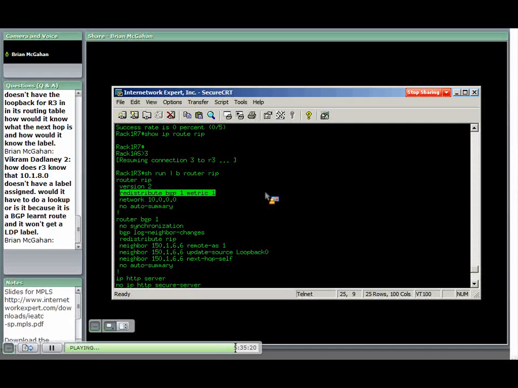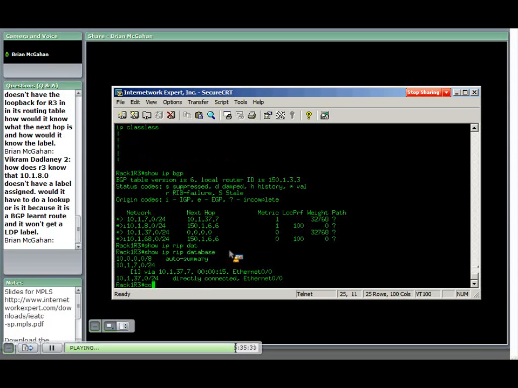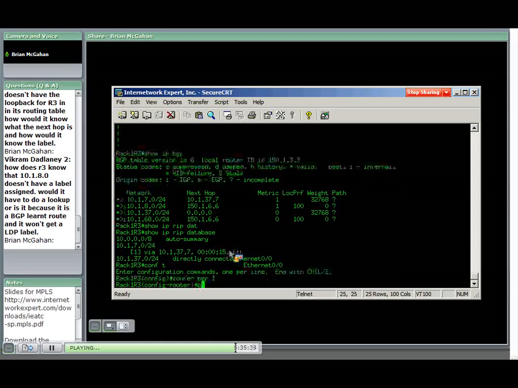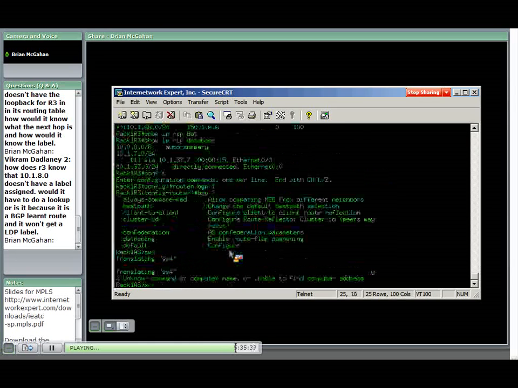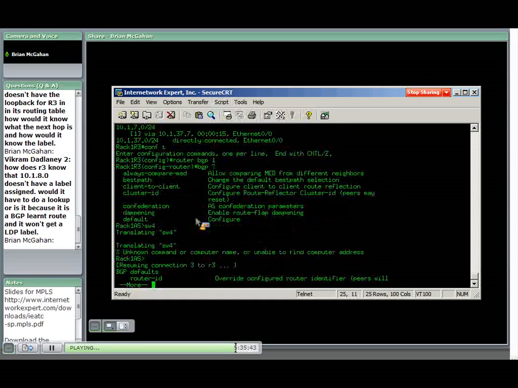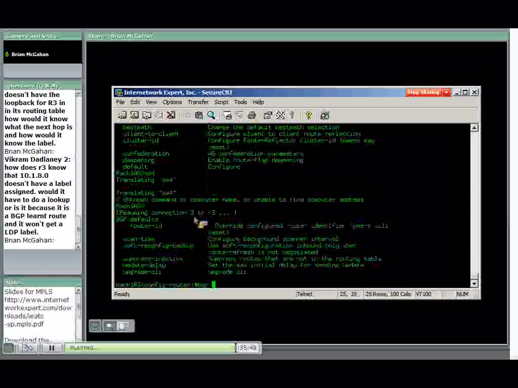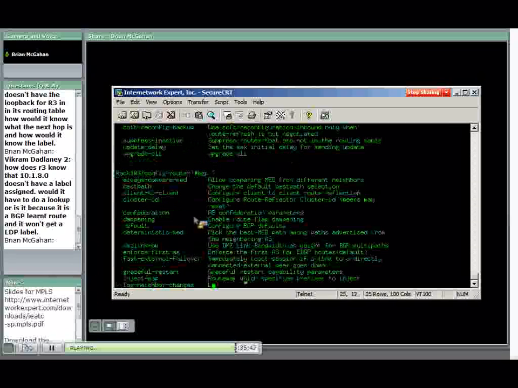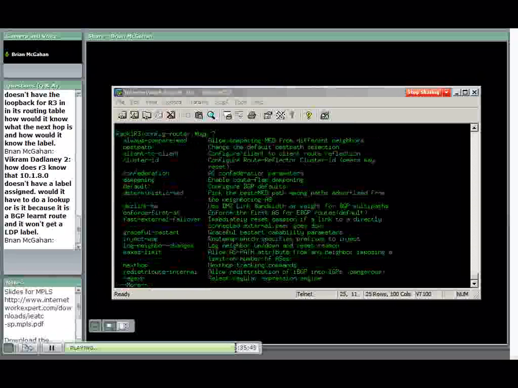Okay, so if we look at the BGP table now, we can see it says router 3 says to get to 10.1.8.0, use 150.1.6.6. Now, if we look in the transit path, at router 1, for example, show IP route 10.1.8.8, okay, we don't have a route to this because we're not running BGP, nor have we redistributed IS-IS into BGP, or the other way around. We didn't redistribute BGP into IS-IS, or RIP into IS-IS.